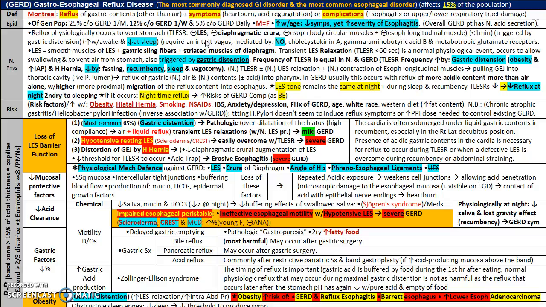Just to remind you, as we said in the first video, the LES is formed of the smooth muscles of the LES and the gastric sling fibers, and the striated muscles of the diaphragmatic crura. As we said, the transient relaxation takes less than 60 seconds and it's a normal physiological phenomenon, and it occurs to allow the venting of the stomach, and the main trigger is gastric distension. Surprisingly, the frequency of this relaxation is equal in normal people and in GERD patients. Obesity acts through gastric distension, which is the main trigger of this phenomenon.